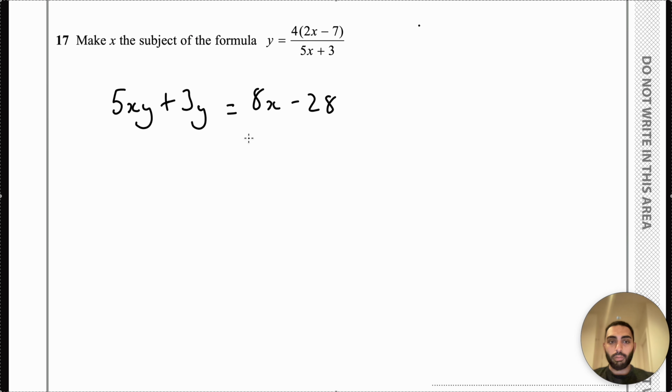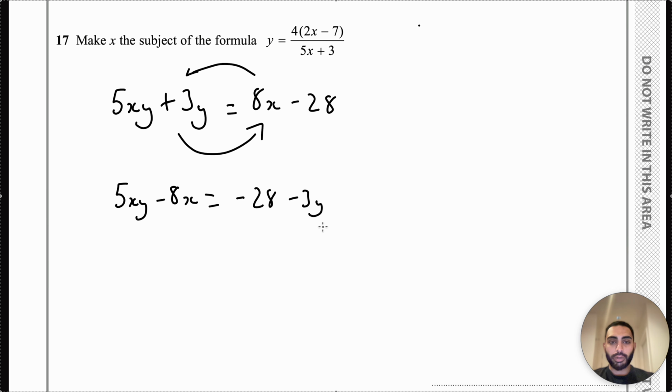Now I'm trying to get all my x's on one side so I can factorize it and then I can pull it out. So I'm going to move this 8x over to the other side and I'm going to move this 3y to the right hand side. So I'm doing two things at the same time. So it's going to be 5xy minus 8x is equal to minus 28. And because I'm moving it to the other side, opposite of plus 3y is minus 3y.